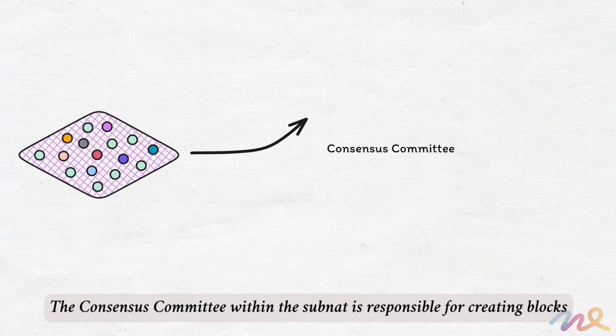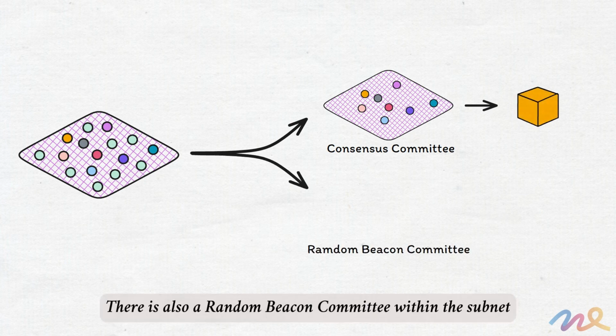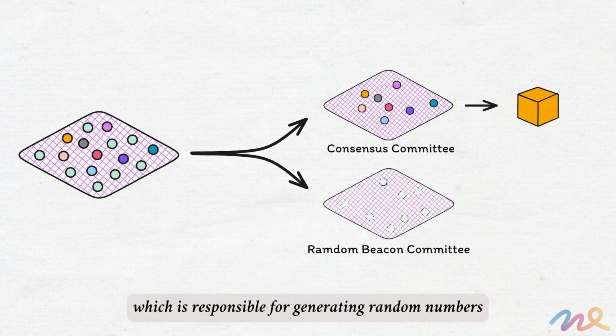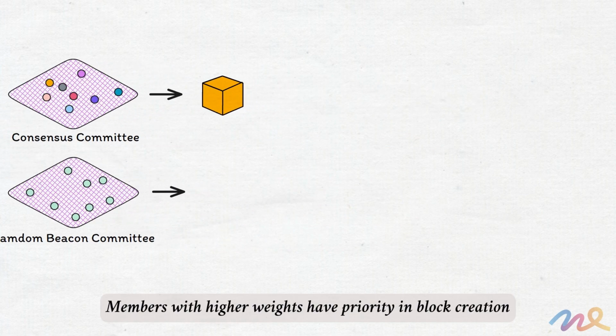The consensus committee within the subnet is responsible for creating blocks. There is also a random beacon committee within the subnet, which is responsible for generating random numbers to determine the order of the consensus committee members. Members with higher weights have priority in block creation.